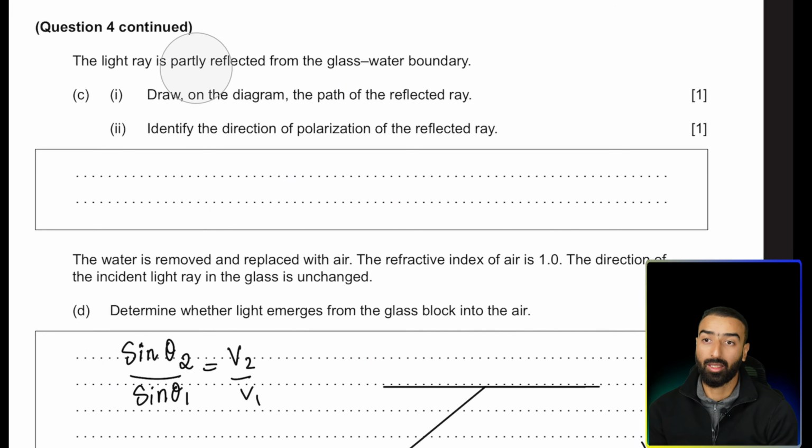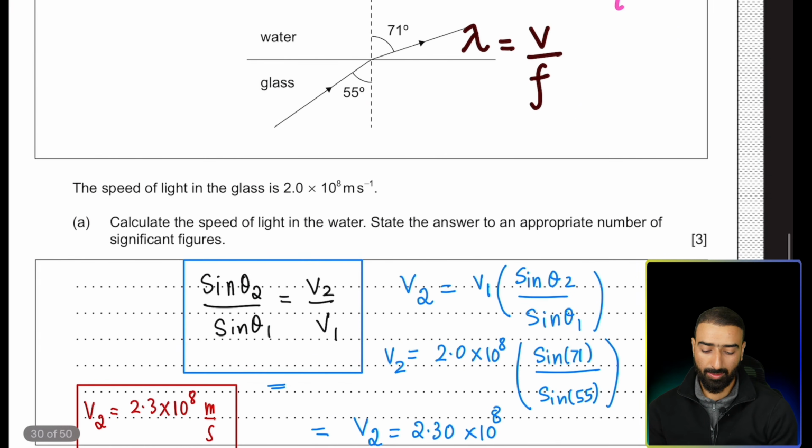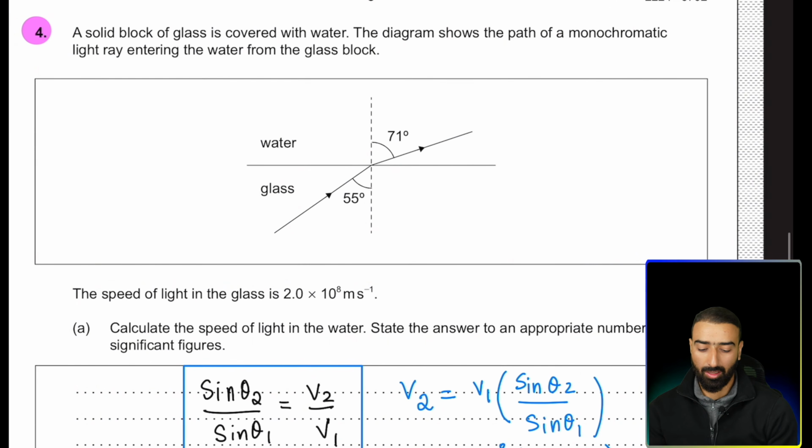The light ray is partly reflected from the glass-water boundary. Draw on the diagram the path of the reflected ray. So what happens is some portion of the ray bends back into the medium. That is, it reflects. If it reflects, the angle of incidence has to equal the angle of reflection. So this is 55 degrees, and this is the refracted ray.